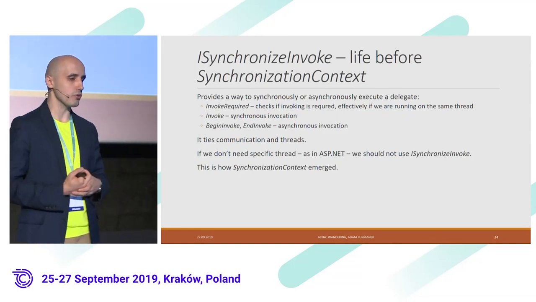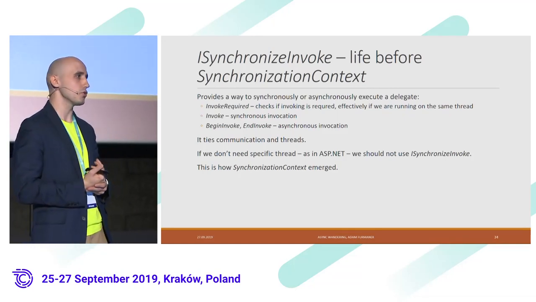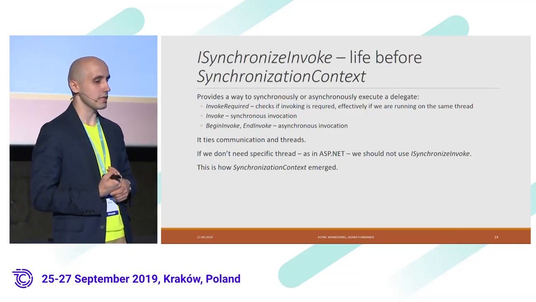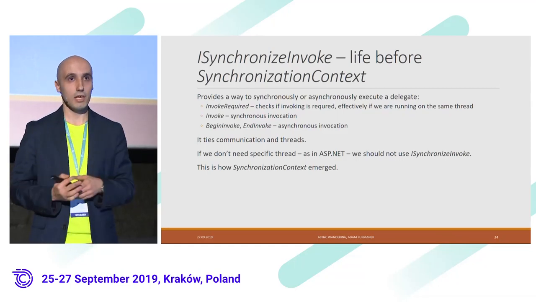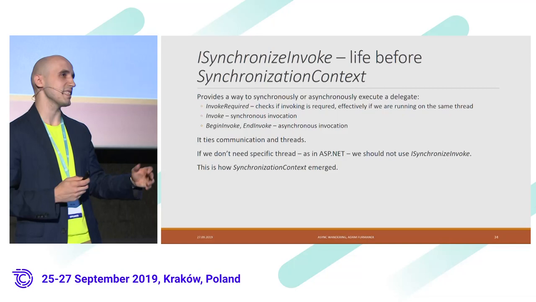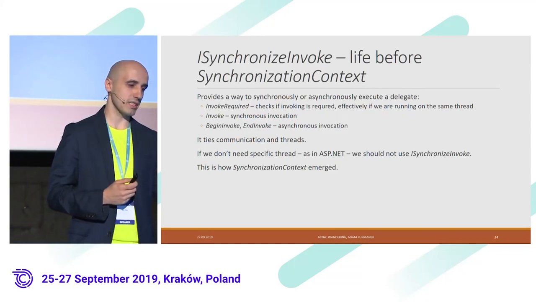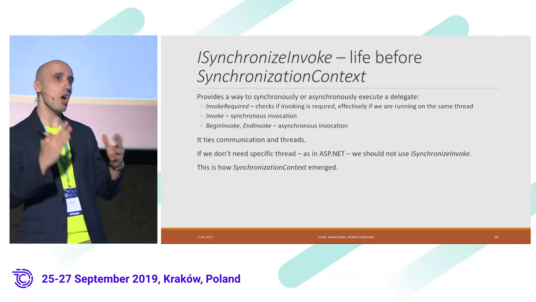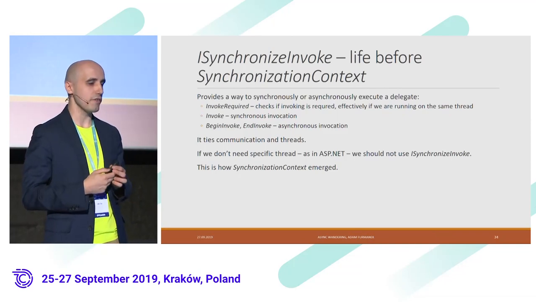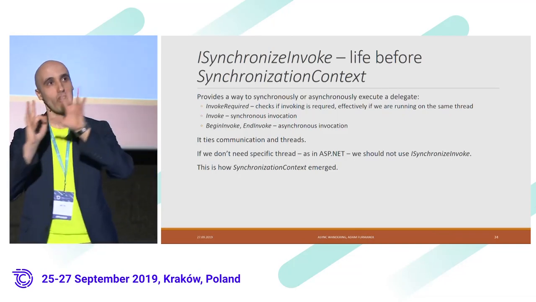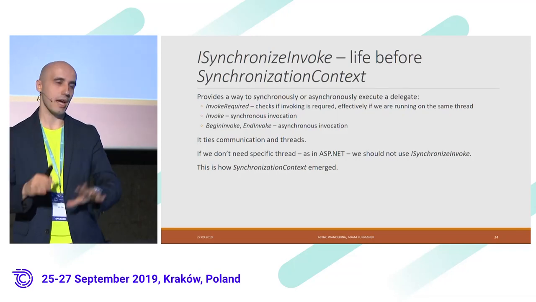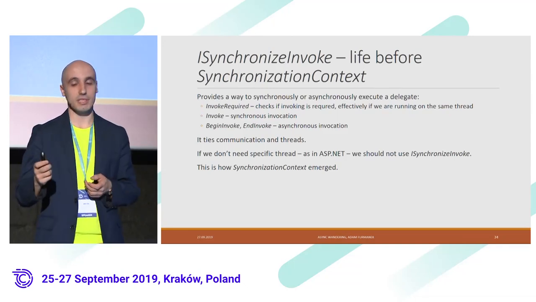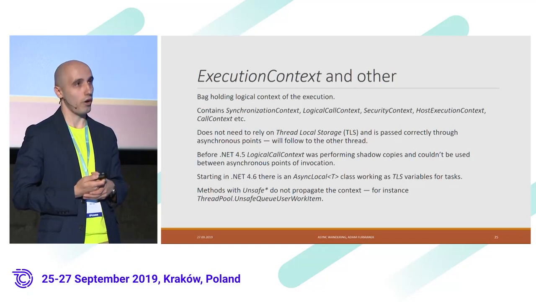There is a thing called ISynchronizeInvoke, which was commonly used before async await, the nice synchronization context and all those things. However, the problem with ISynchronizeInvoke was that it was thread-based. So we always knew that this ISynchronizeInvoke is tied to a given thread. Whenever we try submitting something or posting something to it, it needs to do the context switch and all those things. But that was not what we wanted to do. What we wanted to achieve was always, hey, take this code, run it somewhere, somehow, sometime, we don't necessarily care, but this code must be executed. And this is how synchronization context emerged, and actually this is how execution context was implemented.